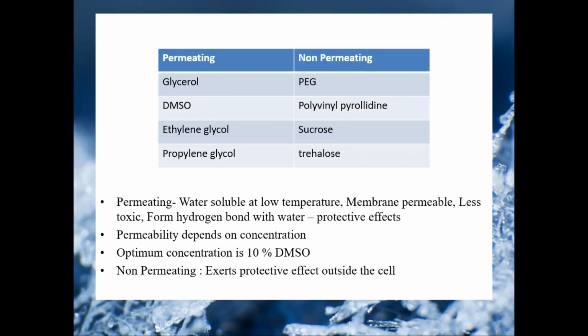As the concentration increases, even if it goes up to 40%, the literature says there will be cell damage, with increasing cell pore size. So the ideal concentration should be 10% DMSO. Examples of permeating cryoprotectants are glycerol, DMSO, ethylene glycol, and propylene glycol. The non-permeating ones exert their protective effects outside the cell. They will not go inside the cell. Examples are PEG, polyvinylpyrrolidone, sucrose, and trehalose.